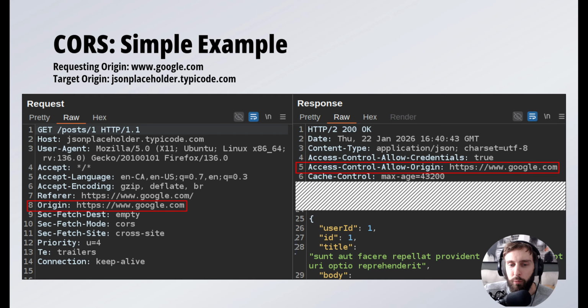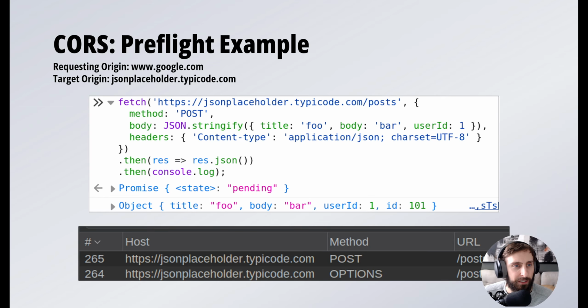Importantly, we would call this a reflected origin header. So we send it a value, it sends that value back to us. And as an aside, this tends to be the most insecure configuration that we see here, and we'll go deeper into that in a bit.